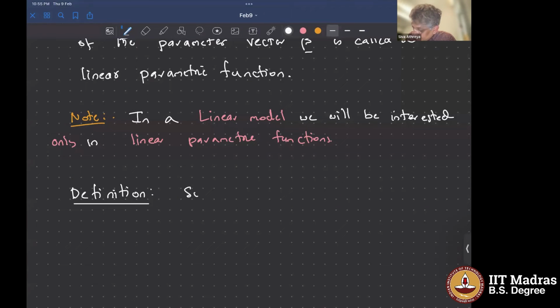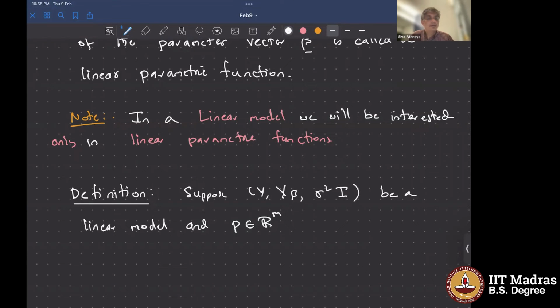Suppose y, X beta and sigma squared I be a linear model, and P in Rm. So you have two things, a linear model and a vector P in Rm.